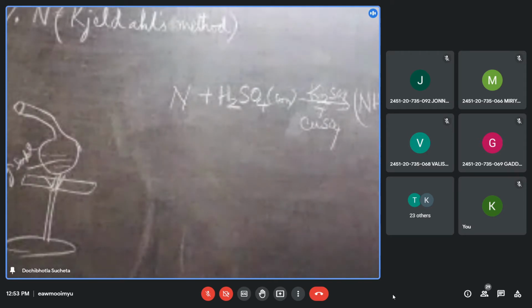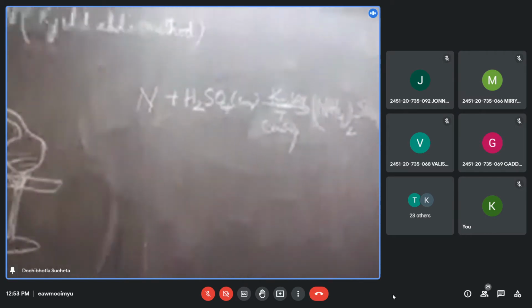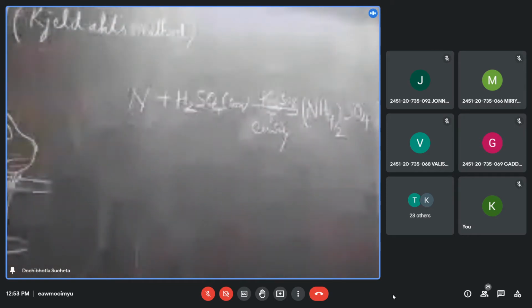This heating of coal sample in the sulfuric acid is only to extract the nitrogen present in the coal as ammonium sulfate. Again, this is a salt, so I cannot do estimations taking this salt. So I'll react this with sodium hydroxide to liberate ammonia gas.